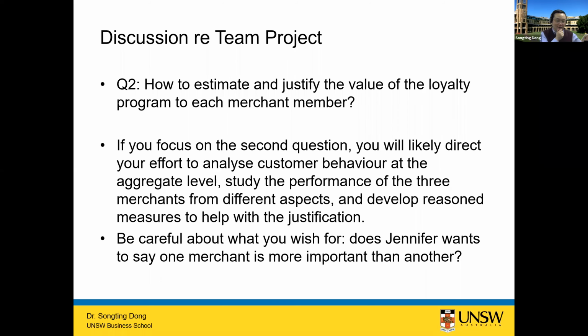So you need to think about what kind of solutions Jennifer is looking for. Is she trying to find which one is the most valuable to the loyalty program? I think she knows, right? I think she knows the petrol station generates the most customers, most sales. But that is not useful to her, right? She has some problems. Member merchants are complaining: we are more important, how come now we share the same cost? Right? You need to find evidence to show that, calm down. Other member merchants are also contributing to your success as well, right?